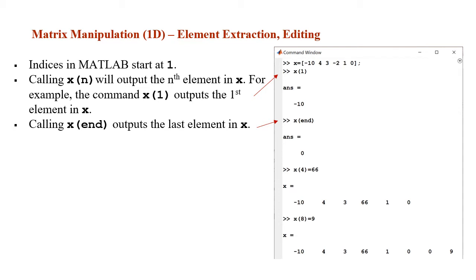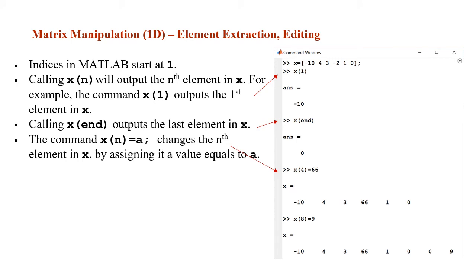x(4) will output the fourth element in x, but here what we're actually doing is assigning the fourth element in x a value equal to 66. So this will result in updating the array x by changing the fourth element in it to 66.